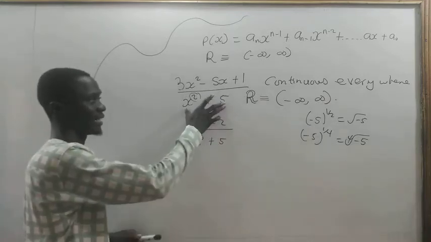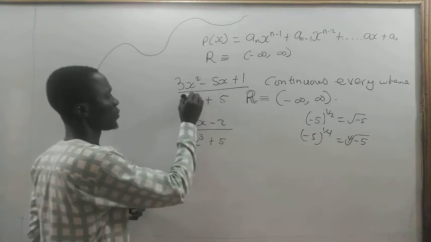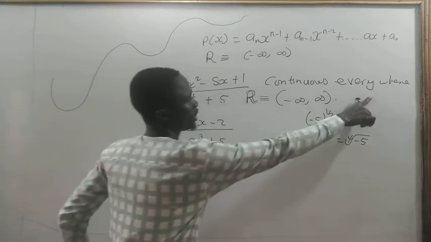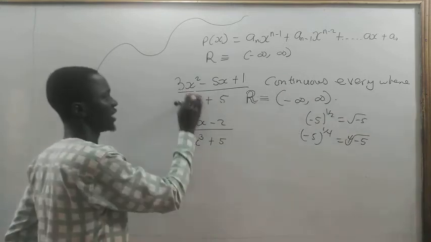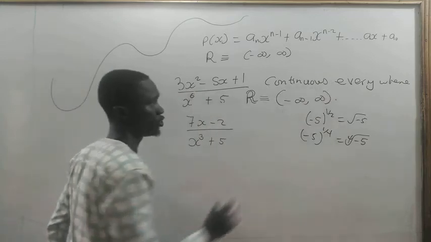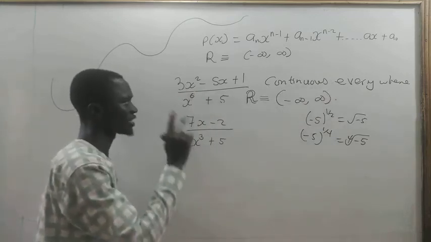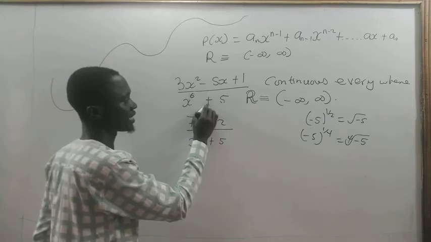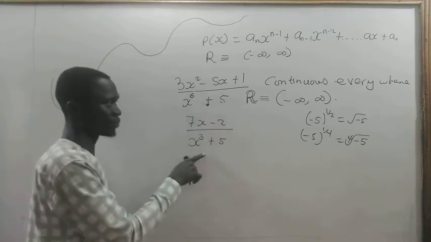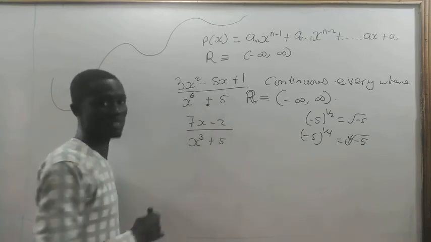So if you get something like this, if here is to the power 4, it is continuous everywhere. If here is power 6, it is continuous everywhere because of the positive sign. After this one, I'll do the one containing the negative sign.